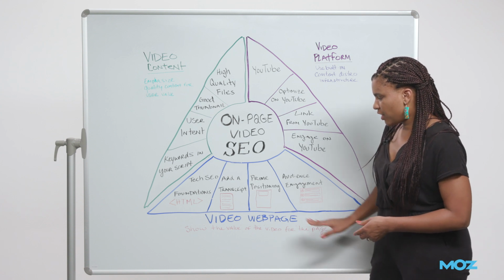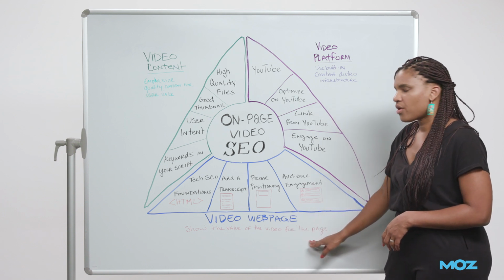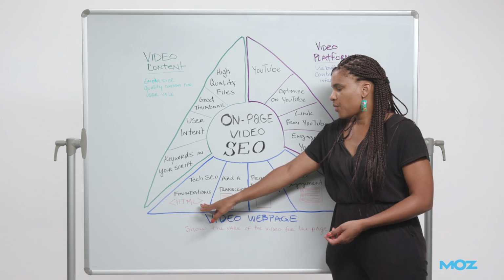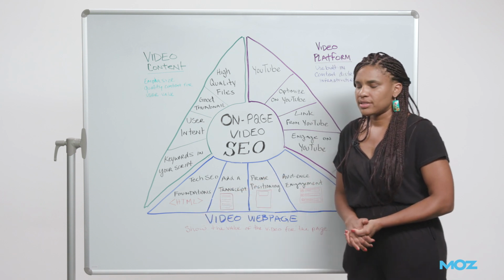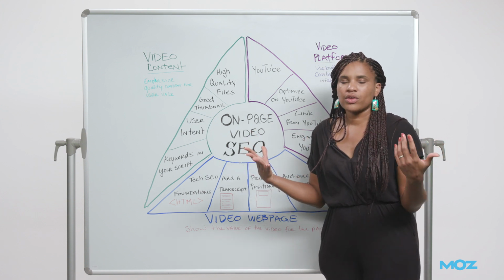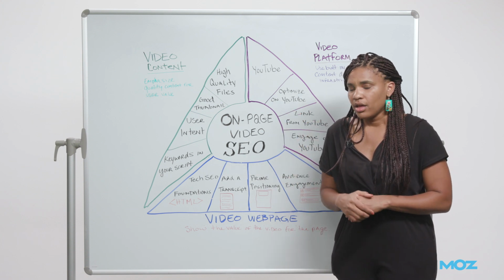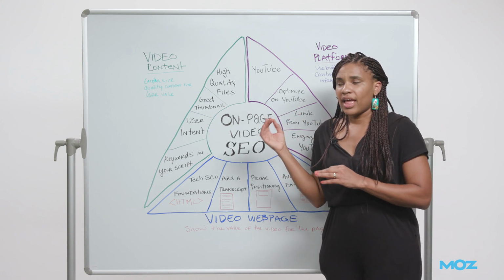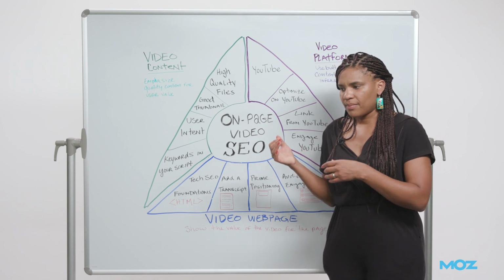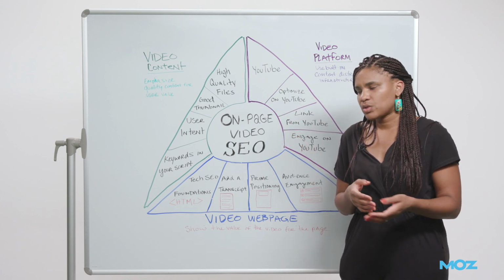Now, when we get over to the video web page, we want to make sure that we are showing the value of the video for the page. And there's lots of different ways that we can do this. So first of all, we want to set technical SEO foundations. And this means making sure that you have a web page that is ready for the video, so that you have the ability to generate structured data for your website, and that includes video schema markup, and that you also have the ability to add in any additional meta tags that you might need for that particular video as well.